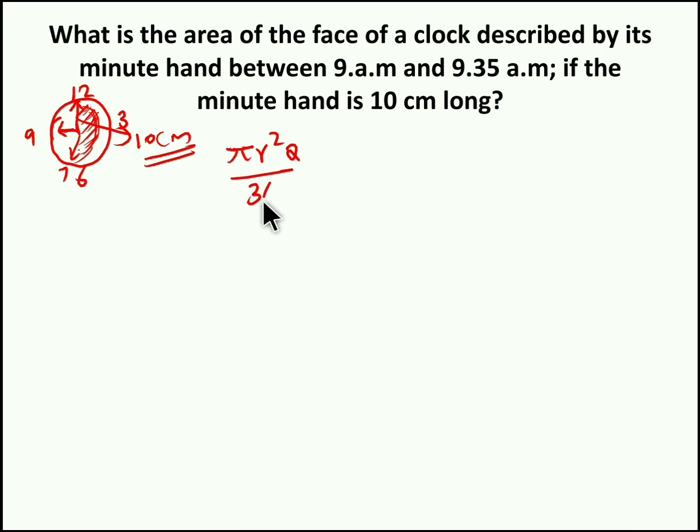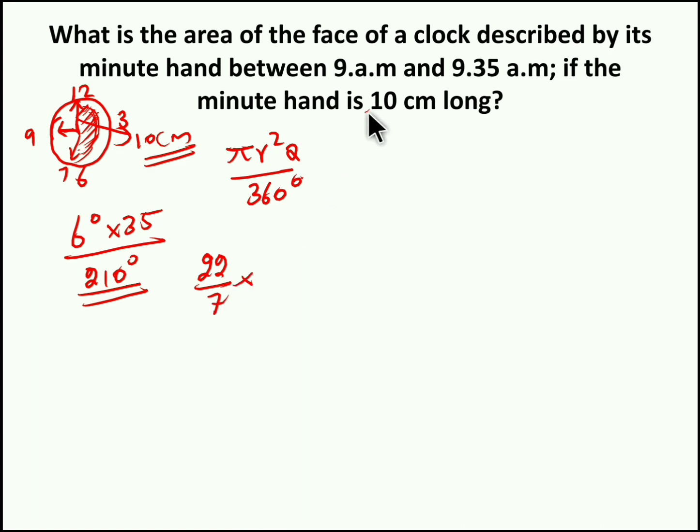by 360 degree. Now here the minute needle moves 6 degree per minute. In 35 minutes, from 9 to 9:35, right? So in 35 minutes, it will cover 210 degrees. We know the pi value is 22 by 7 and the radius of this needle is 10 centimeter, so 10 into 10 into 210 by 360.